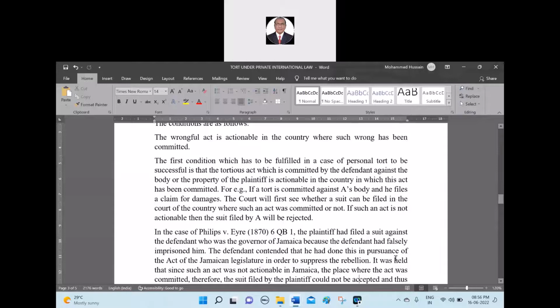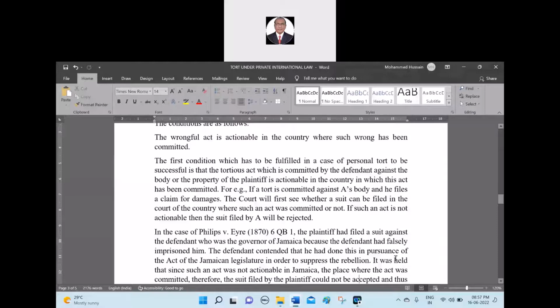Kingston is the capital of Jamaica, and in Jamaica there is a big study center for the Law of the Sea. So now this man is the governor of Jamaica, and the defendant had falsely imprisoned the plaintiff. So the plaintiff says the defendant governor has imprisoned him.